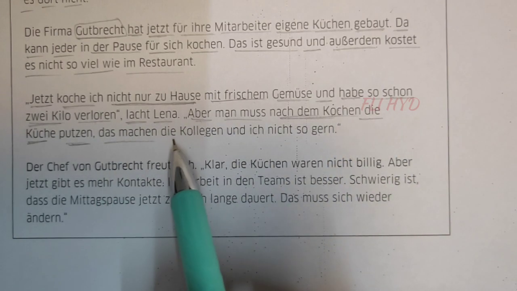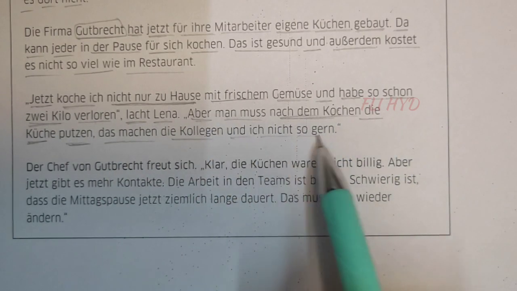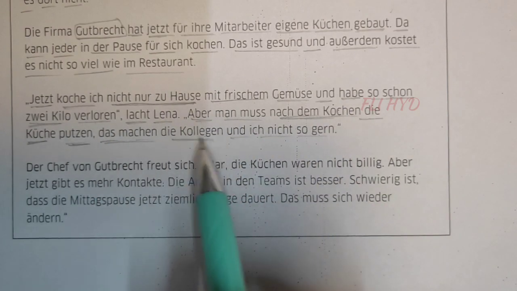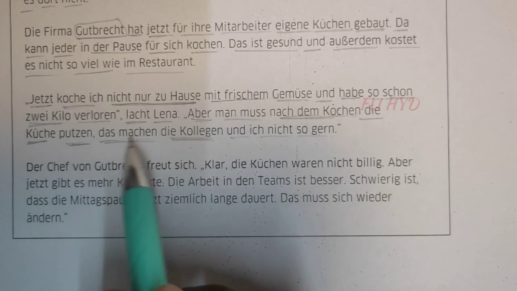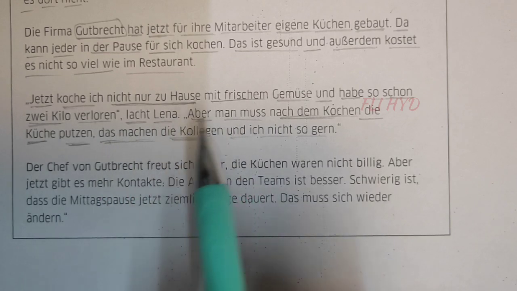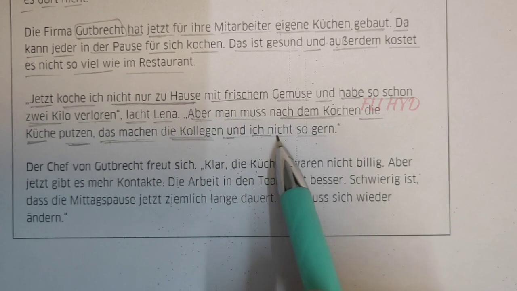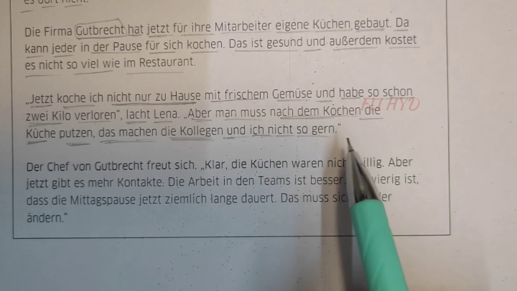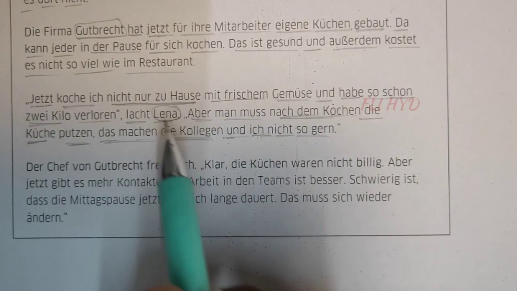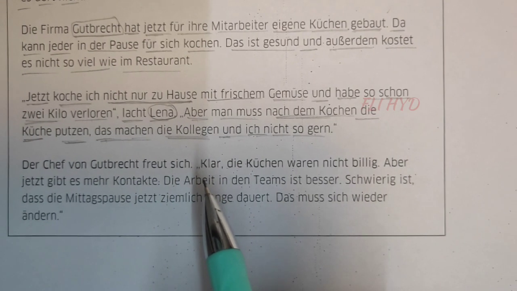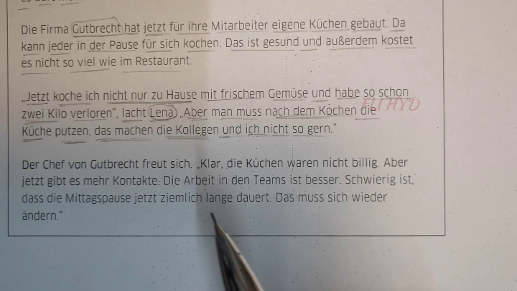Das machen die Kollegen und ich nicht so gerne. Okay, and das machen die Kollegen. Okay, the Kollegen machen das. The colleagues do that. What? Okay, cleaning the kitchen. Und ich nicht so gern, and I don't like to do that. Okay, who? Lena. Lena does not like to clean the kitchen, but she likes to cook at the office.